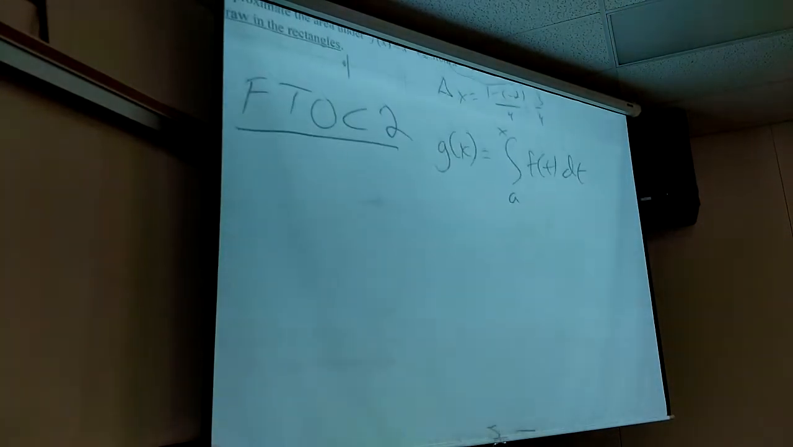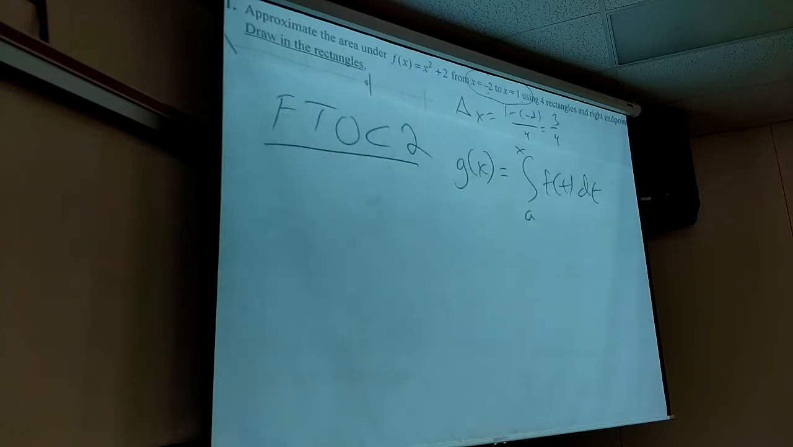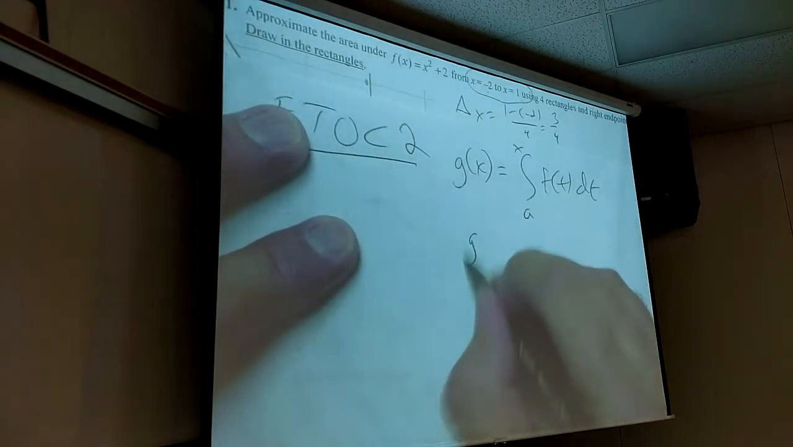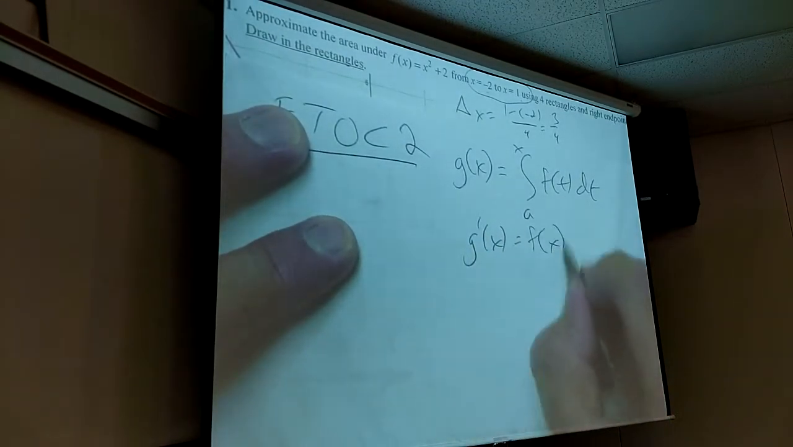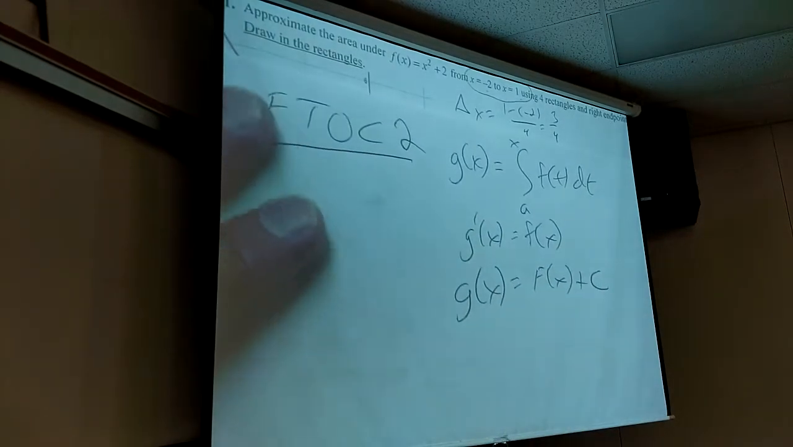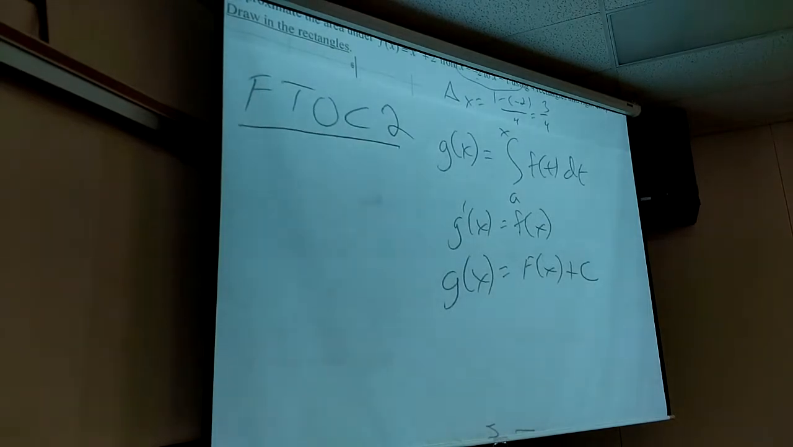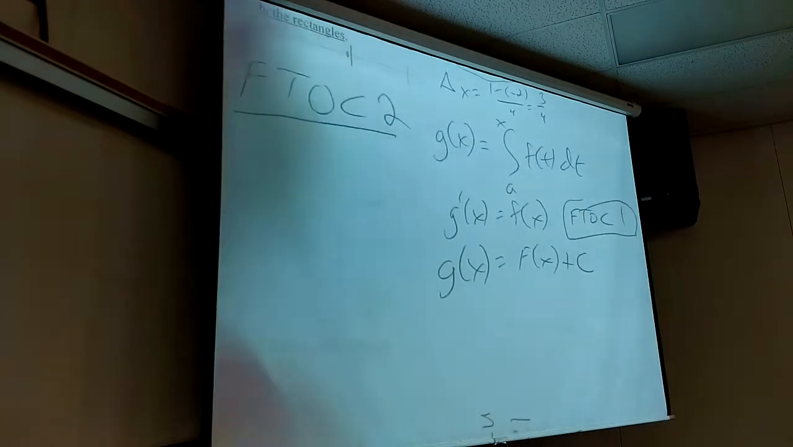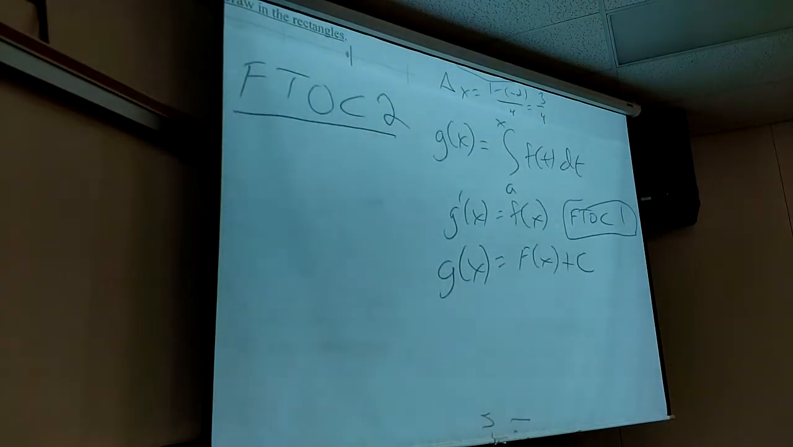Recall that we've seen that before. G is kind of like the area function. Fundamental theorem part 1, to go back to what we did, led us to this reality: since g prime of x is f of x, therefore g of x has to be this. Let me stop there for a second. So fundamental theorem part 1 is all about taking the derivative of this new function.